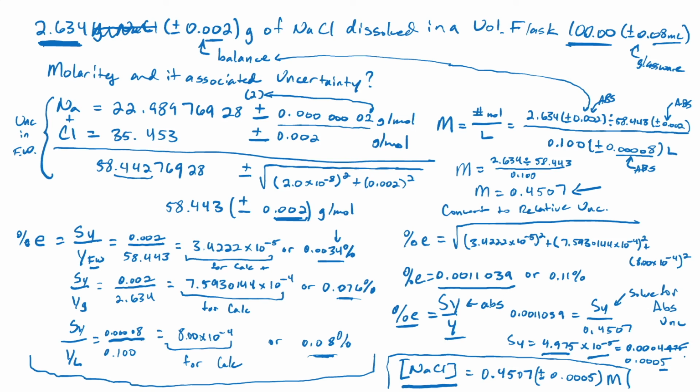And then I just wrote out the concentration of NaCl using concentration brackets, right? Using concentration brackets is what I used as an abbreviation instead of having to write out the word concentration. And so the concentration of NaCl is 0.4507 plus or minus 0.0005 molar. Okay?